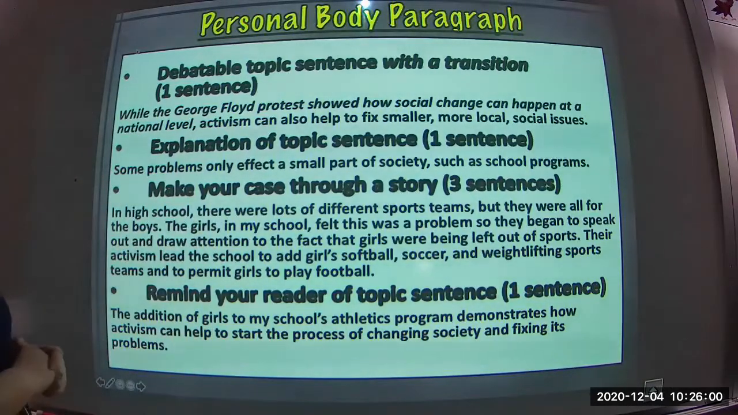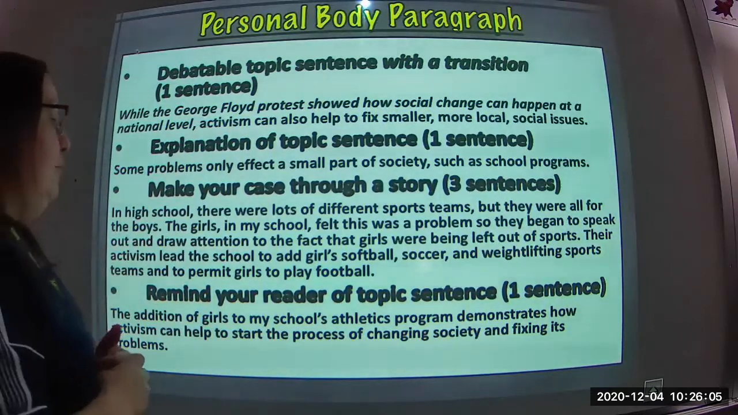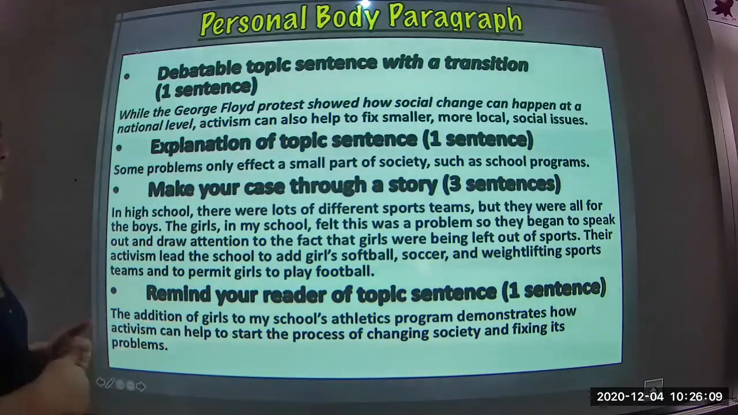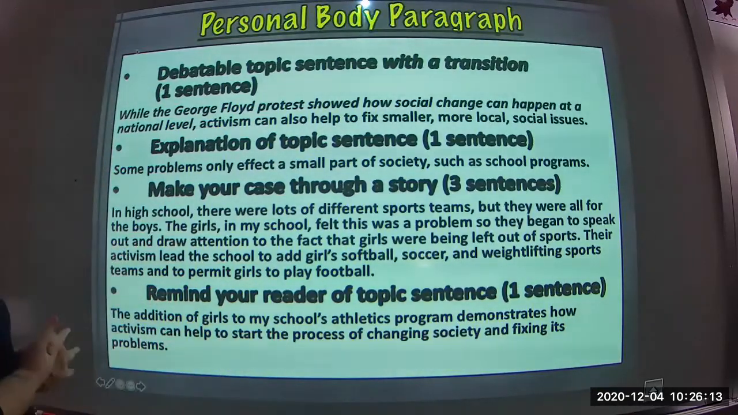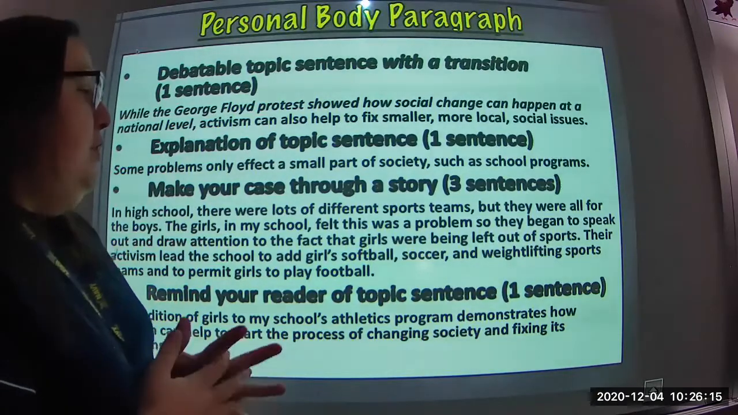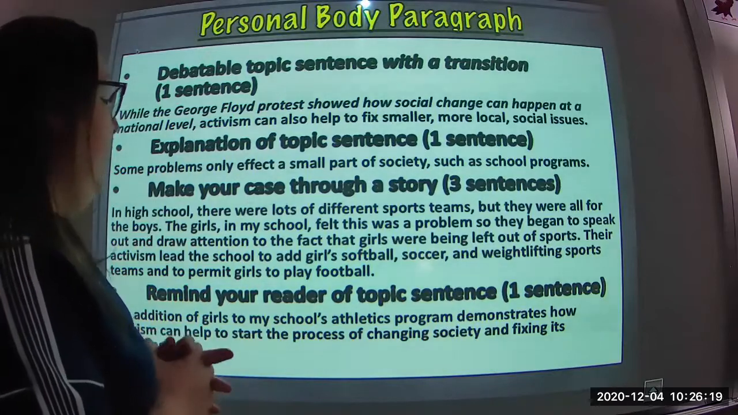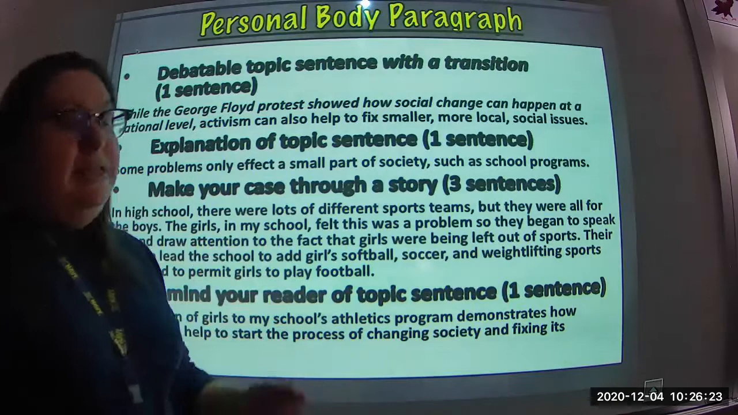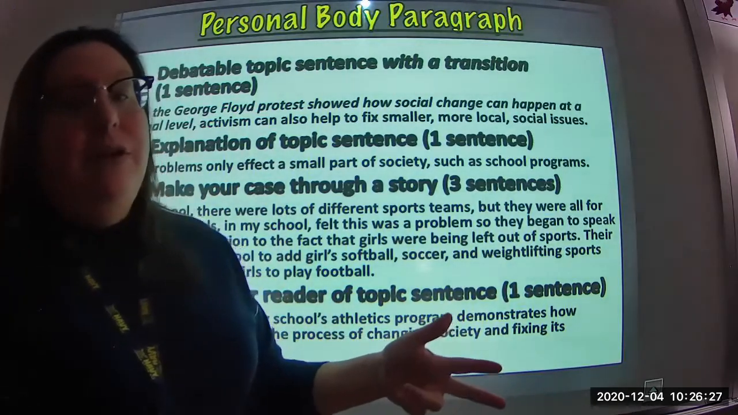In high school, there are a lot of different sports teams, but they were all for the boys. The girls in my school felt that this was a problem, so they began to speak out and draw attention to the fact that girls were being left out of sports. Their activism led the school to add girls softball, soccer, and weightlifting sports teams to permit the girls to play. Is that a story? Yes. Beginning, middle, and end. This is how it started. This is what happened in the middle. This is how it ended.